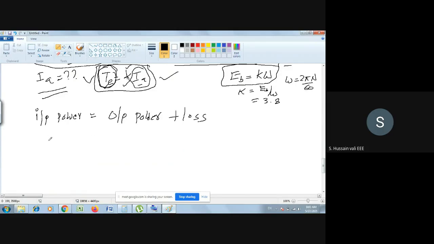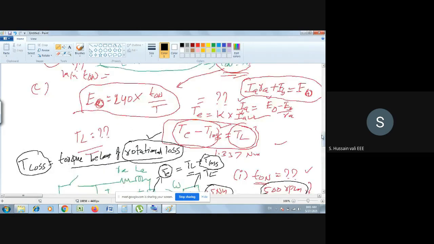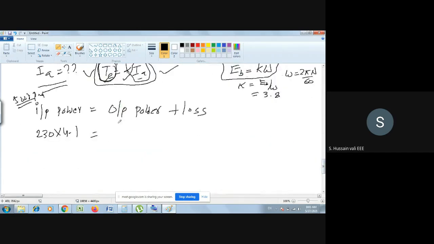What is the input power? He's asking at 500 rpm, so rated speed. We'll find out the input power at the rated speed. How do you find out the rated power? Rated voltage 230 volts into rated current, because he has given that in the data itself. Output power: in the data he has given 1 horsepower. So output power of the motor is 1 horsepower, which is 746 watt, plus losses.